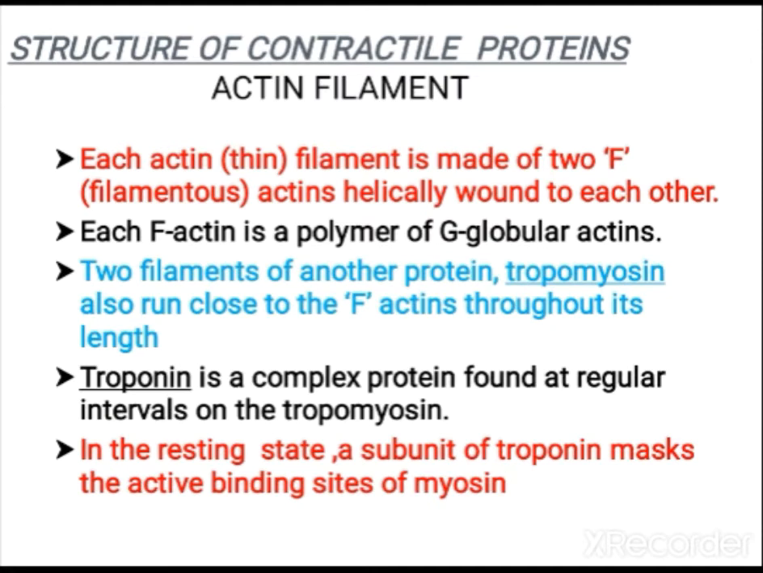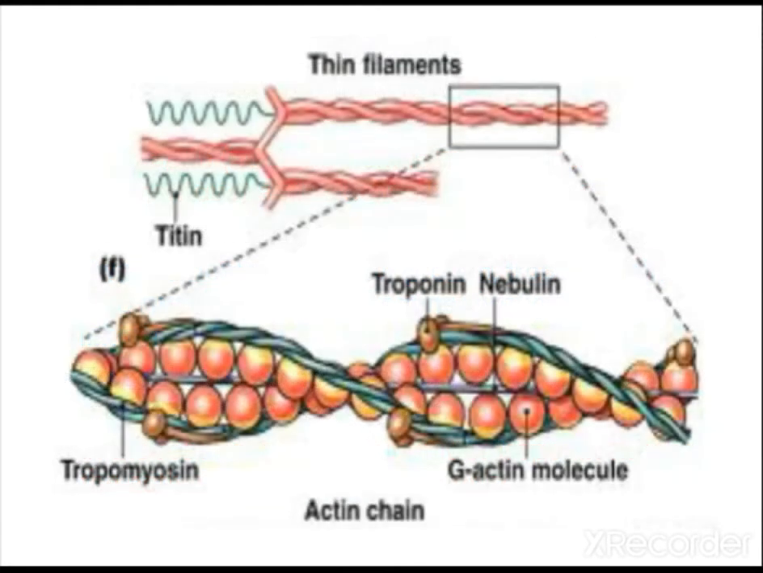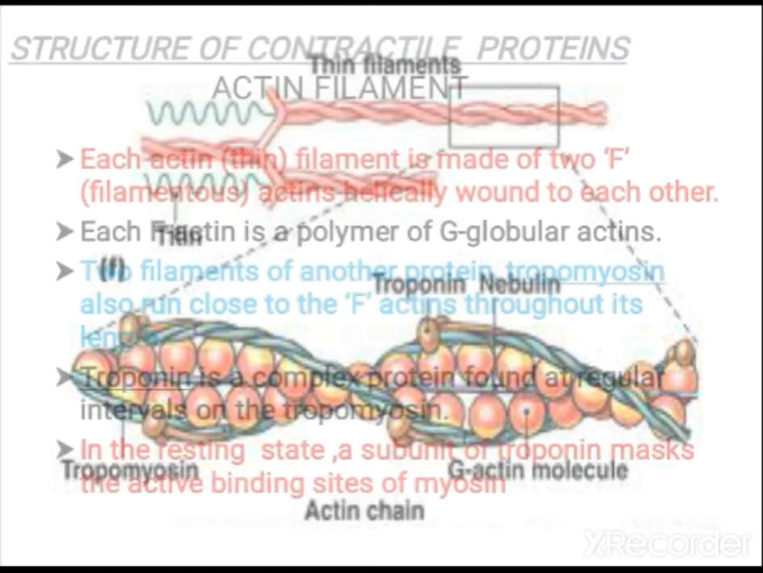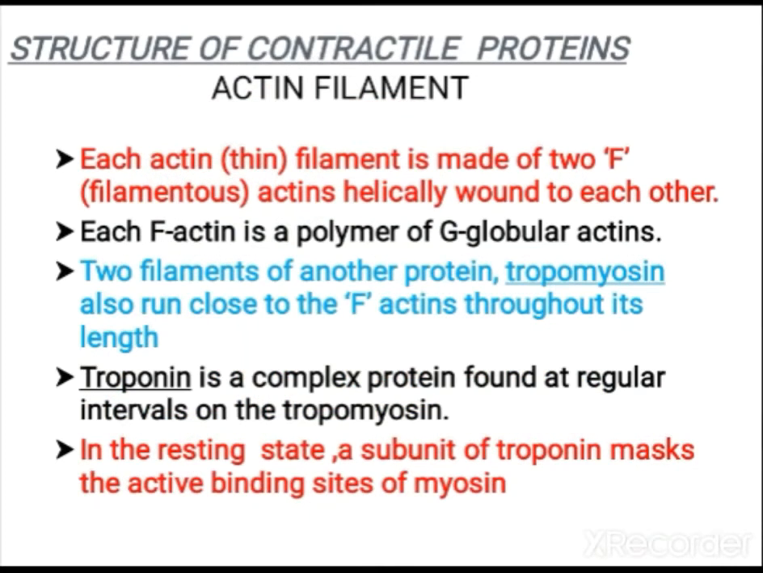Actin filament, it is the thin filament. It is made up of two filamentous actins. They are coiled around each other, and each filamentous actin is made up of globular actins. Can you see here in the diagram, these globular actins together form the filamentous actin. Then two filaments called tropomyosin also run over this filamentous actin throughout its length.